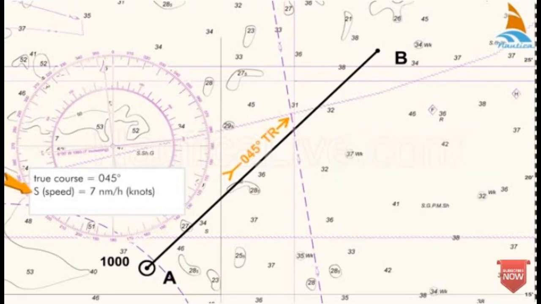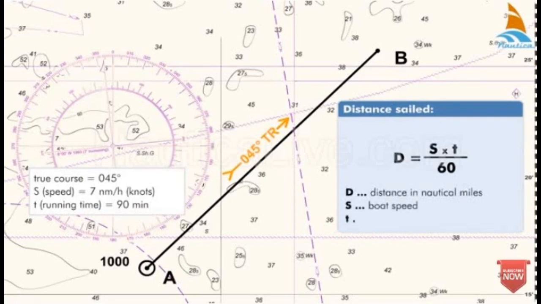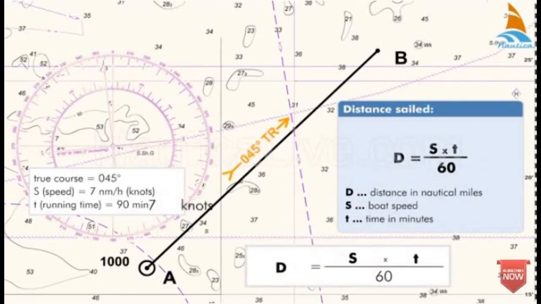Knowing the course, the speed, and the running time from 10 a.m. to 11:30 a.m., we can find the distance sailed using the formula d is equal to s times t divided by 60, where d is the distance in nautical miles, s is the boat speed, and t is the time in minutes. In our case, 7 knots times 90 minutes divided by 60 equals 10.5 nautical miles.